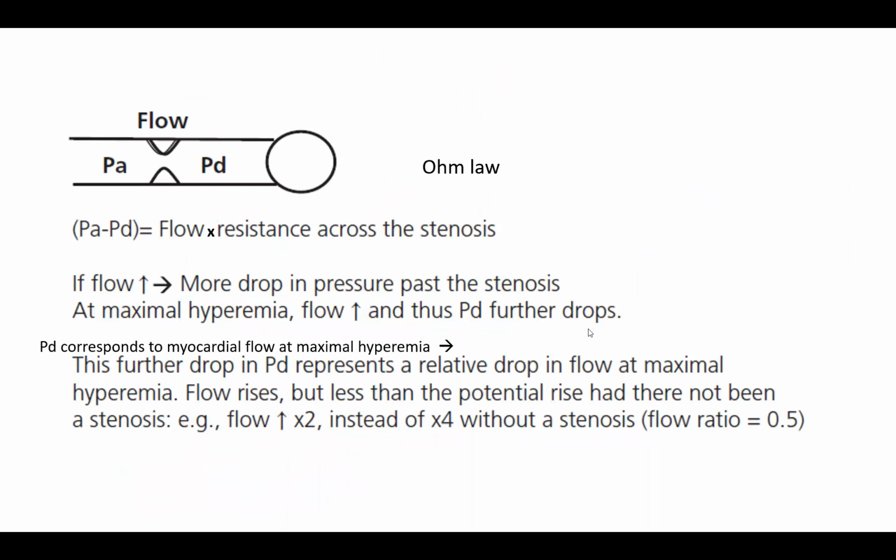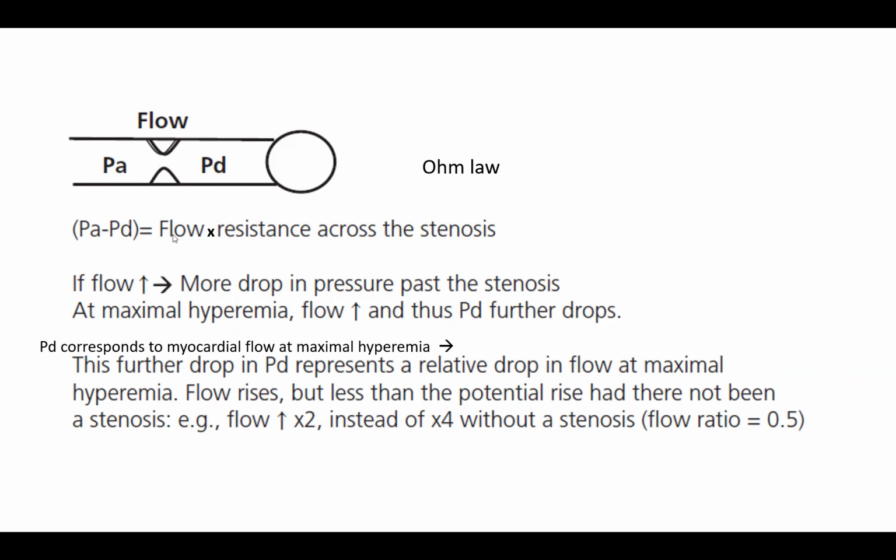Now, more interestingly, and to better understand the behavior of that PD/PA ratio, I like to apply that same equation here, not just at the level of the microvascular resistance. I like to apply it at the level of the epicardial stenosis resistance. And that will allow you to understand the behavior of that PD/PA ratio in various settings. So PA minus PD equals flow times resistance across the stenosis.